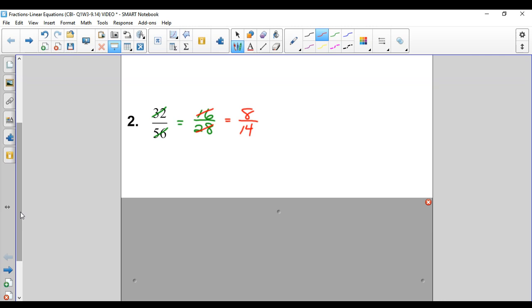Well, we're still there. We still have a common factor. Right, 8 and 14, again, are both even numbers. So maybe we knock them out by 2 again. We get 4 over 7. That's our fully simplified fraction.